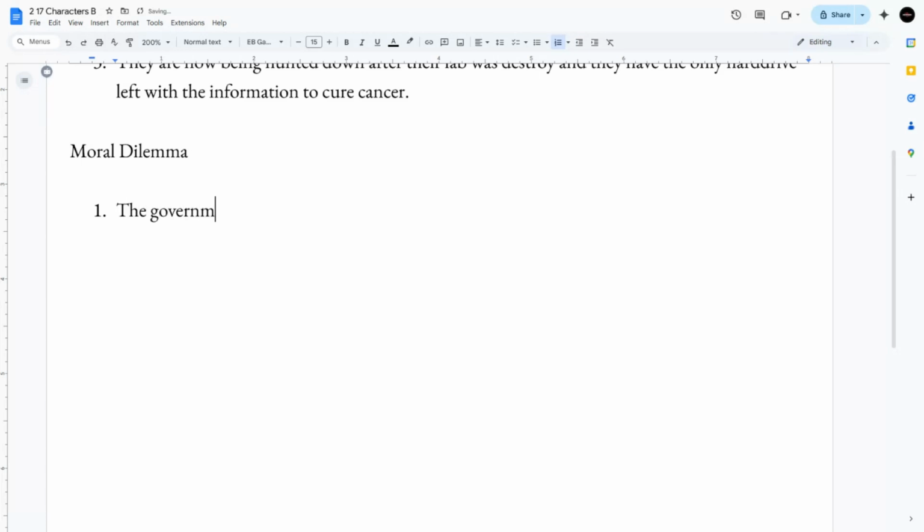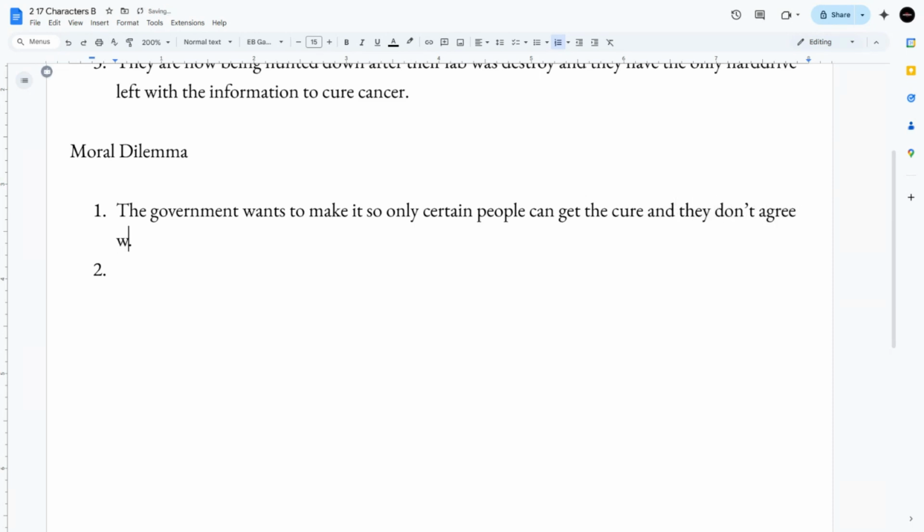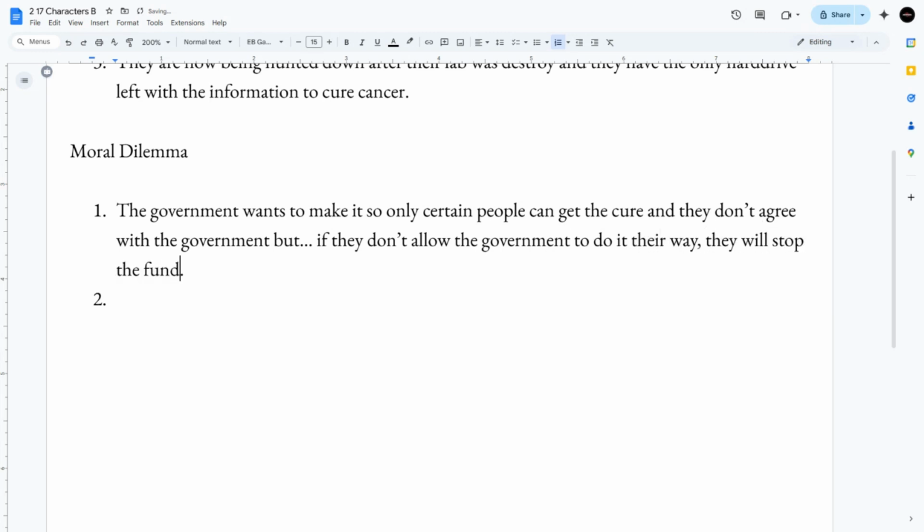oh, yeah, that's all right. The government wants to make it so only certain people can get the cure. Right? Oh, there we go. A moral dilemma, right? And they don't agree with the government, but if they don't allow the government to do it their way, they will stop the funding. Oh yeah, okay. So that's a moral dilemma, right?